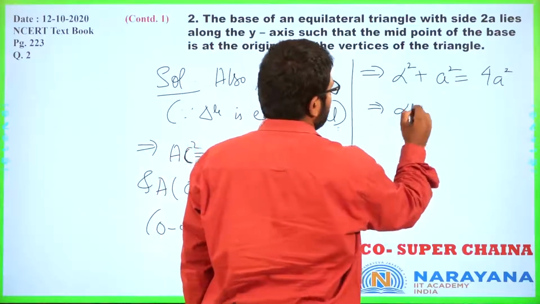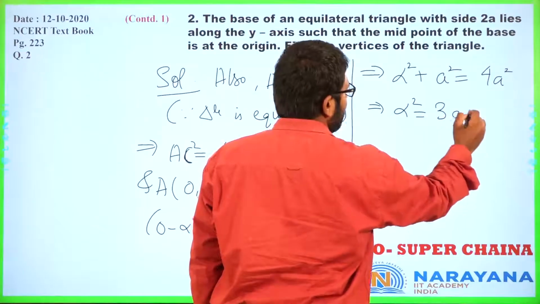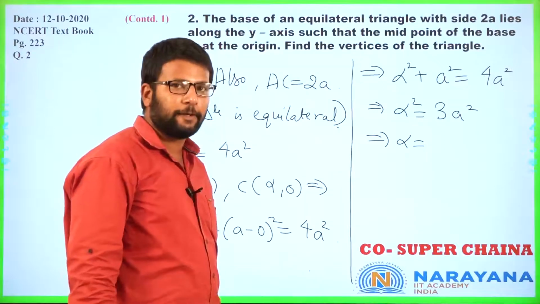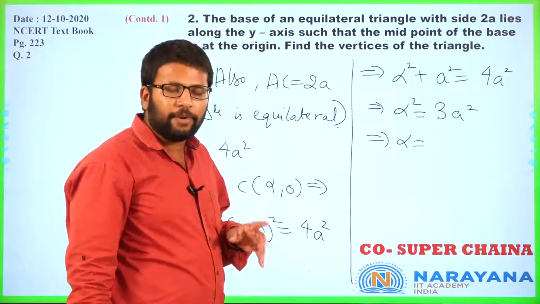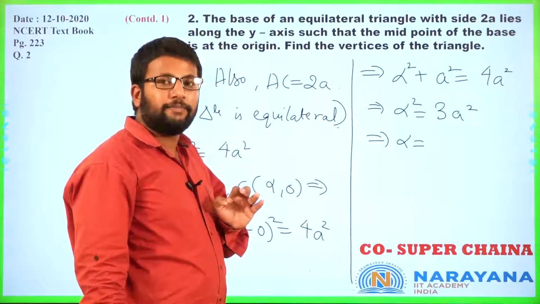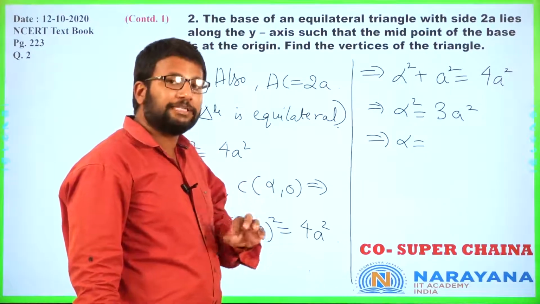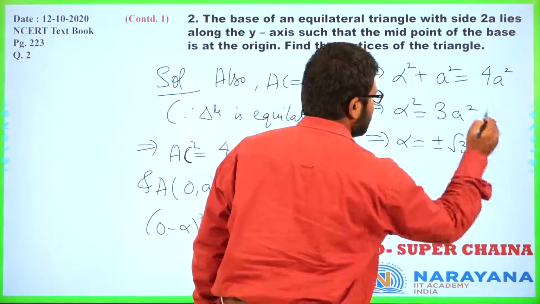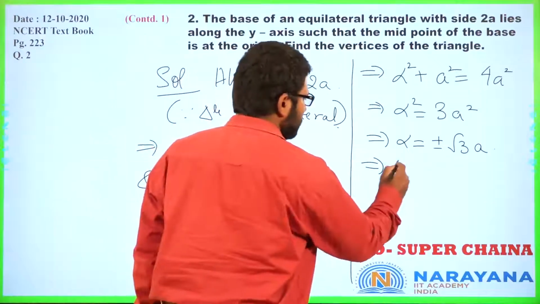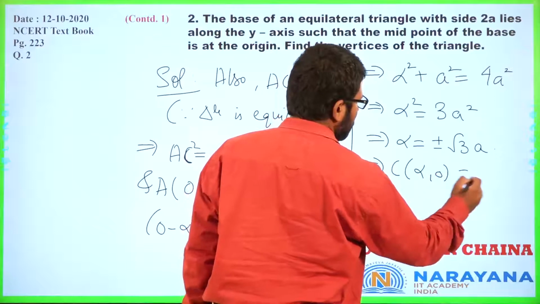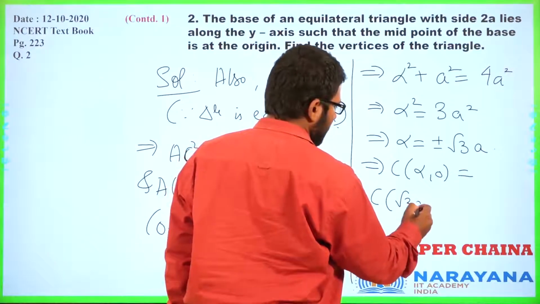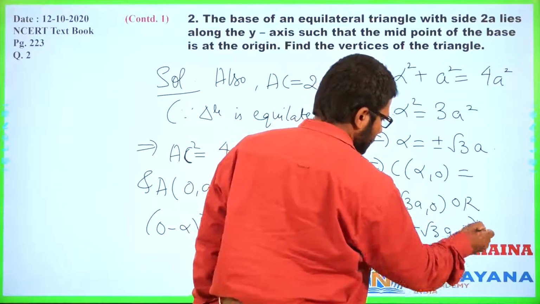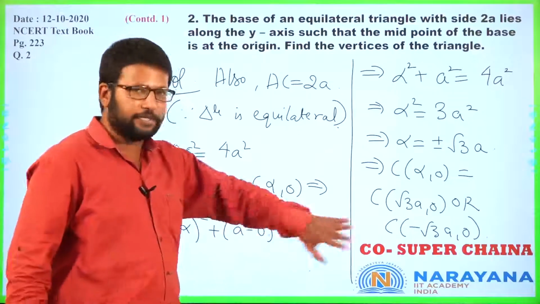Right? Which means alpha square is, taking that across, 3A square, which means alpha must be, should we take plus or minus? There is no condition on alpha, because keep in mind alpha is just a coordinate. Alpha is not a distance, it is just a coordinate, and coordinates can be positive or negative. Therefore, alpha is plus or minus root 3A. Which means your C, alpha, 0 could be root 3A, 0 or minus root 3A, 0. Now your answer is done.